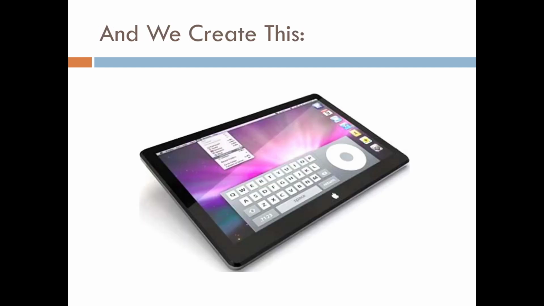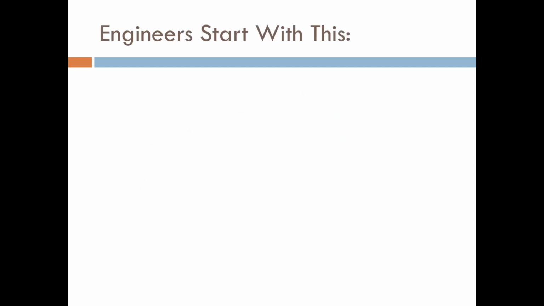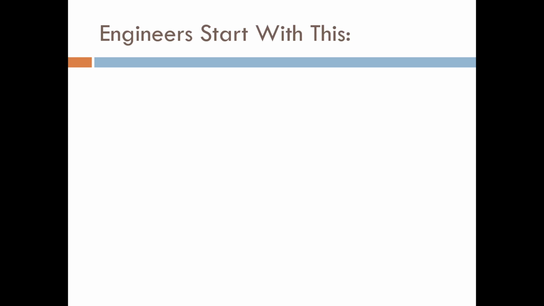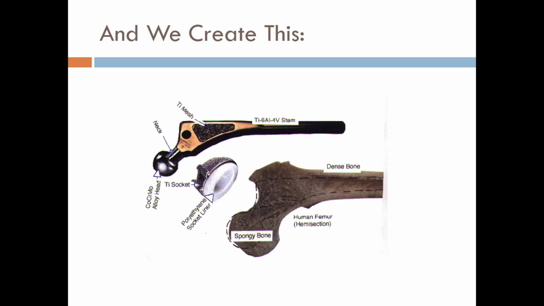So here I have a series of slides just to get you thinking about the kinds of things that engineers do. This is an iPad, and the idea here is you start with nothing and create an iPad, or you create this cool looking plane, or this jet engine, or here's a hip implant, just to get you thinking about how engineers are involved in more than just cars, right? There's a lot of technologies, any kind of technology really. There's going to be a role for an engineer in it.